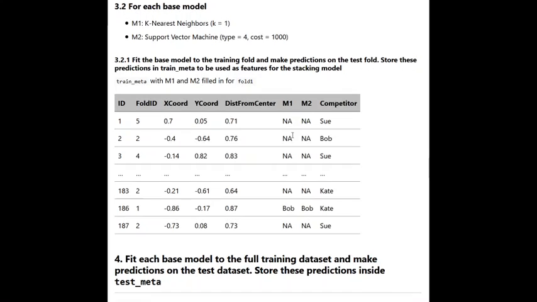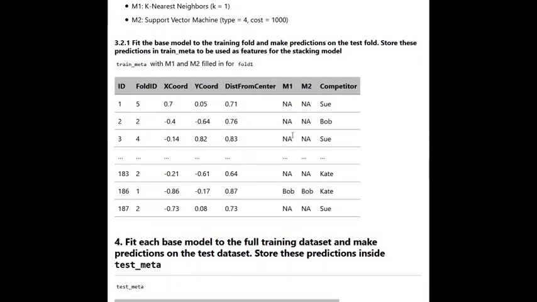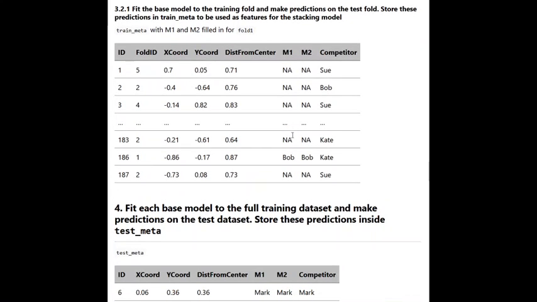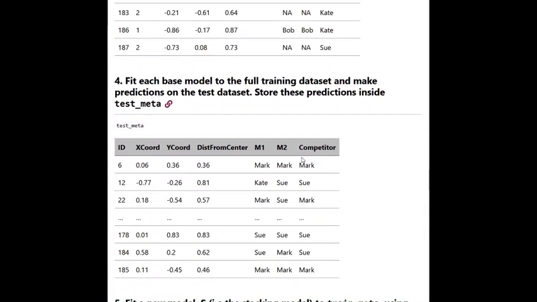Store this prediction in train meta to be used as features for the stacking model. Training meta with YAM1 and YAM2 filled in for fold 1 has the fold ID column, x coordinate, y coordinate, distance from center, YAM1, YAM2, and competitor. But as you can see, now we have values in YAM1 and YAM2. They are not null as before. Number 4, fit each base model to the full training dataset and make predictions on the test dataset. Store these predictions inside test meta.